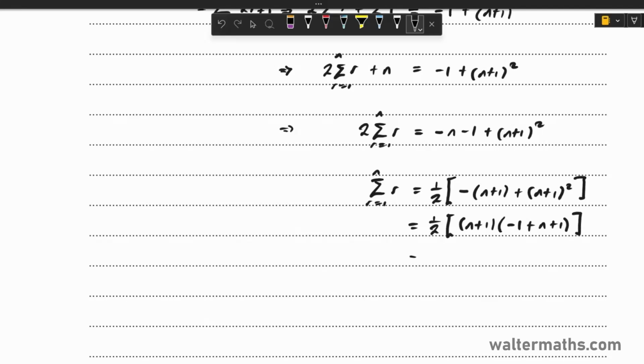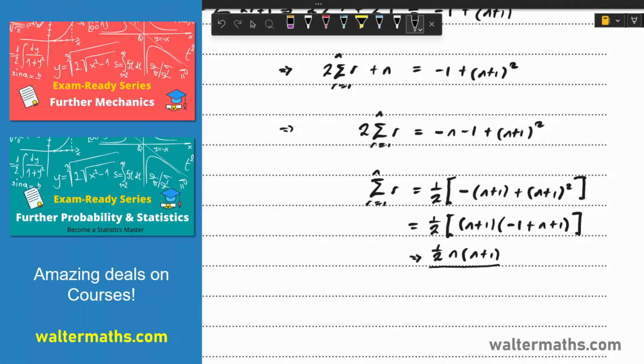So essentially what we have is a half, and here minus 1 plus 1 is actually 0, so we're left with an n, so n, and that's of the n plus 1 that we already have right here. So what we have now is the final answer.